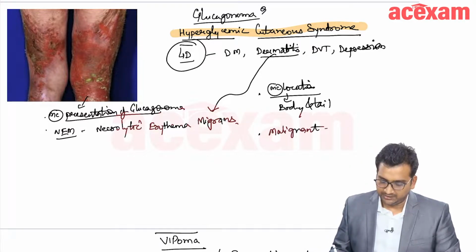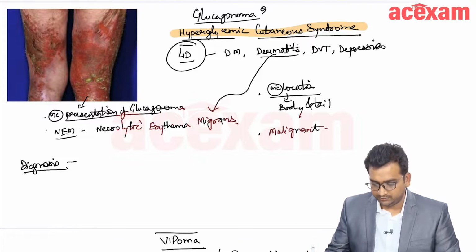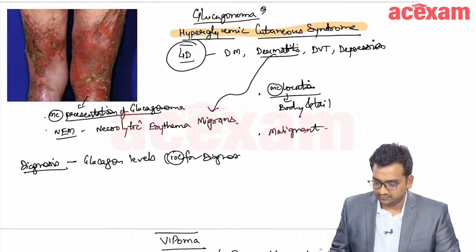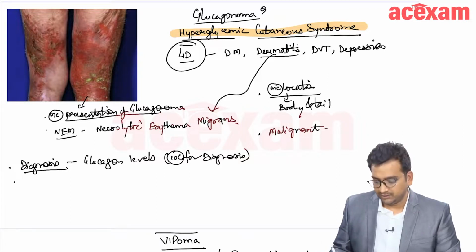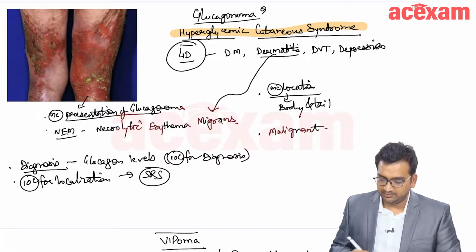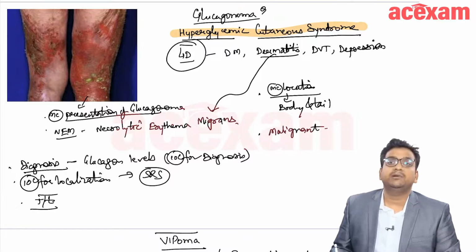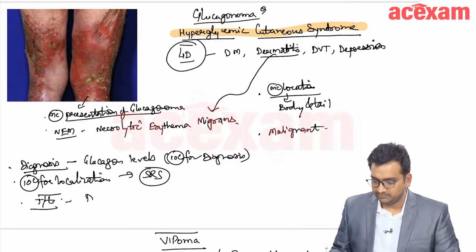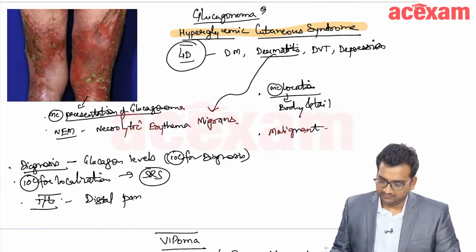How we will be able to diagnose or to confirm our diagnosis? To confirm our diagnosis, we will measure the glucagon levels, which is the investigation of choice for diagnosis. Now we have diagnosed. How we will localize? Investigation of choice for localization is SRS, somatostatin receptor scintigraphy. Now what is the treatment? Treatment is distal pancreatectomy. Why? Because it is involving the body and tail of pancreas in majority of the patients. So distal pancreatectomy.